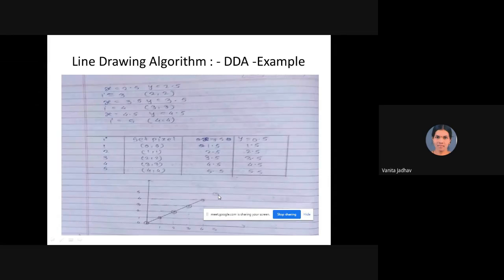So 6 less than or equal to 5, which is false. So that's why it is coming out of the while loop. And this is nothing but the DDA, a simple example. Okay. So any doubt with respect to this example?